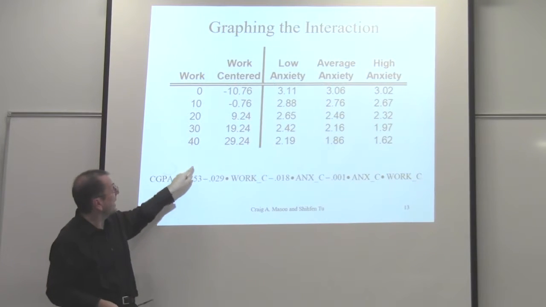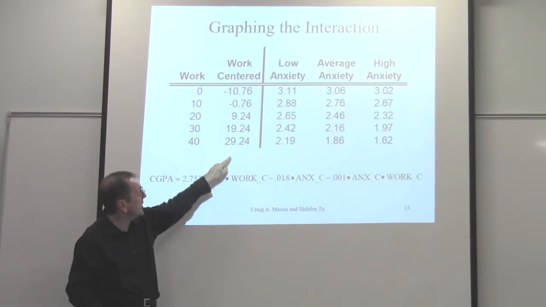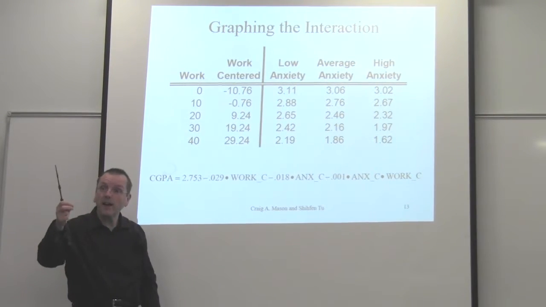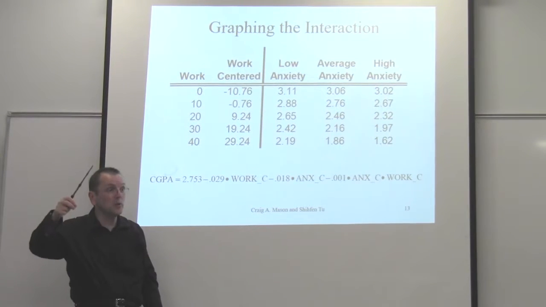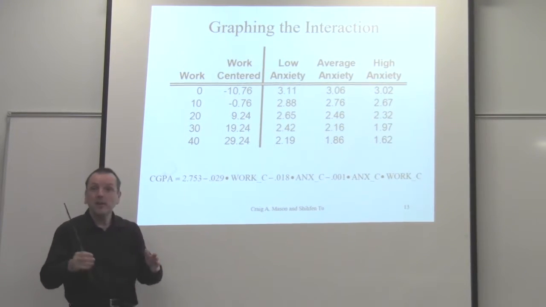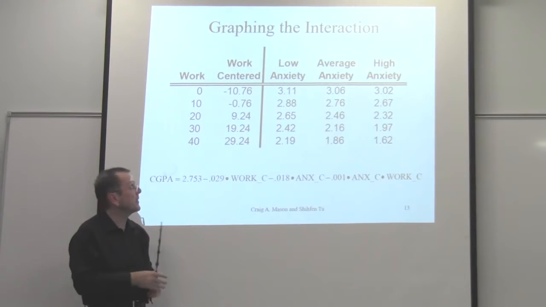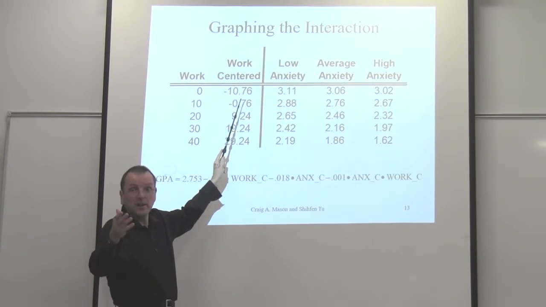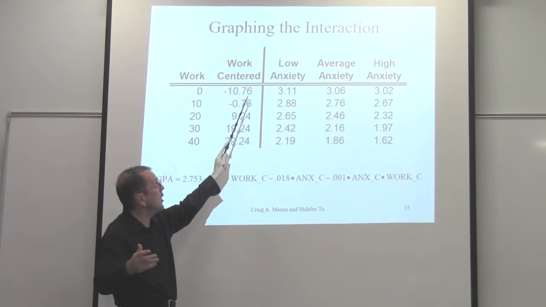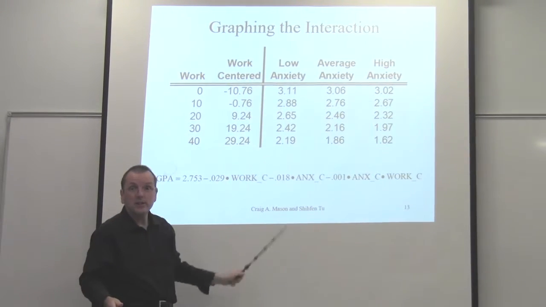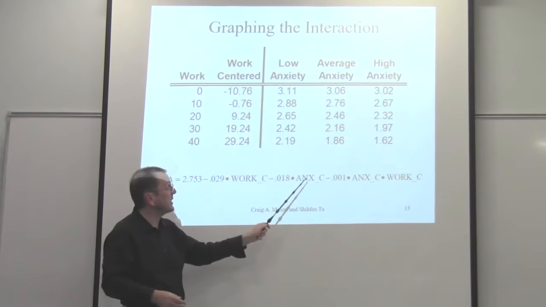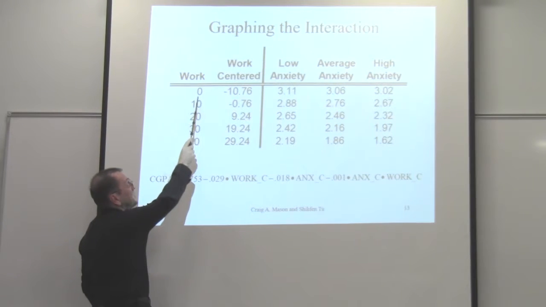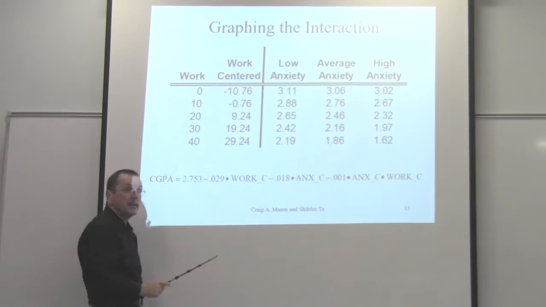So I can't plug in 40 hours a week, I need to plug in 29.24 into this equation. And then we know for anxiety it was -5.9 or 0 or +5.9, based on my low, medium, or high anxiety. So using this centered value, let's say the -5.9 for the low anxiety, let's calculate predicted GPAs for someone whose anxiety score is -5.9. And if you work 0 hours a week, well, that's the centered value of -10.6.